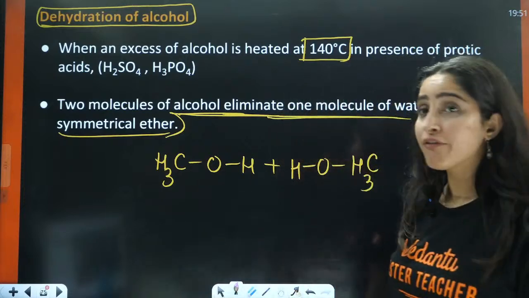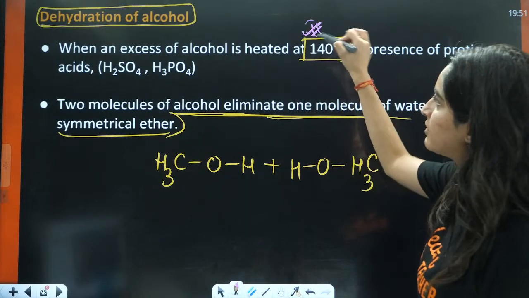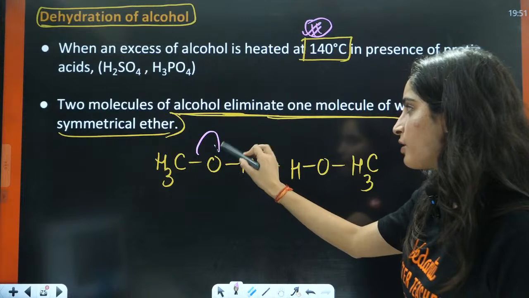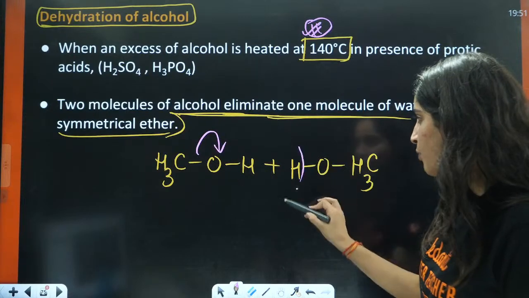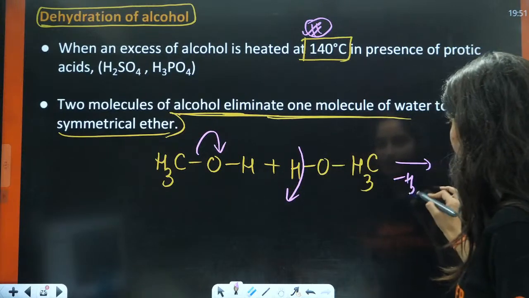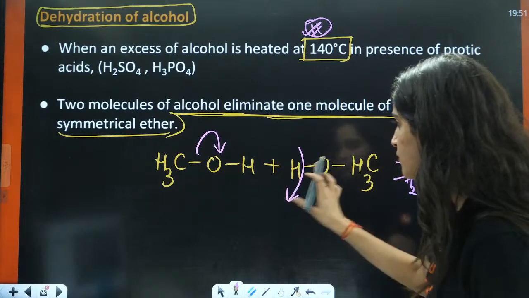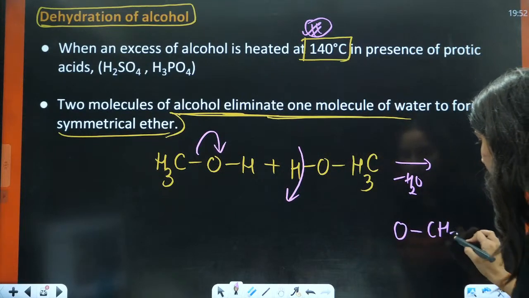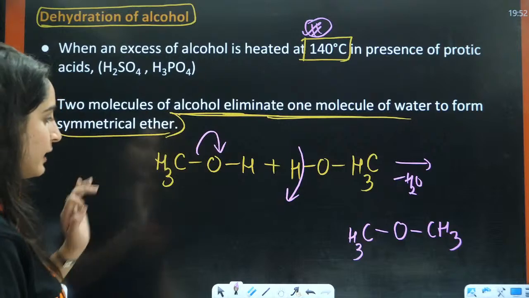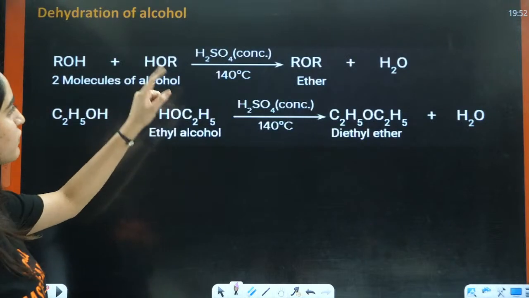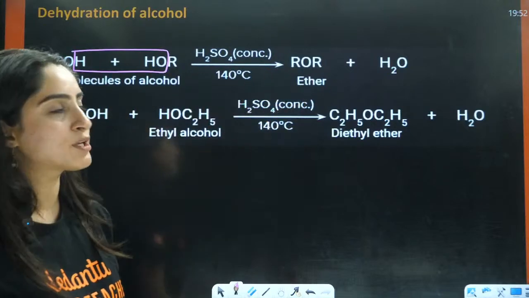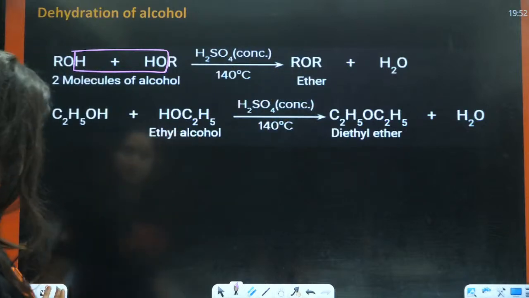But if the temperature is 140 degree for primary alcohols, what will happen? OH negative cannot be taken out from this side, H positive can go out from this side, and hence water will be eliminated. Here it will be negative and this positive will attach here, hence you will have the formation of CH3OCH3. That is called ether, right? So ROH with ROH, one H and this OH will be eliminated and hence you will have the formation of this ether, right?